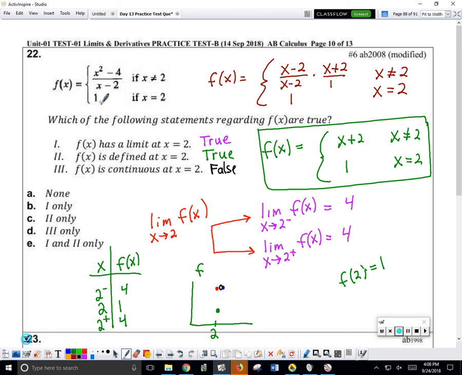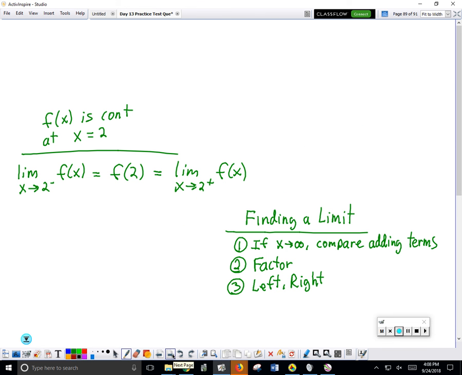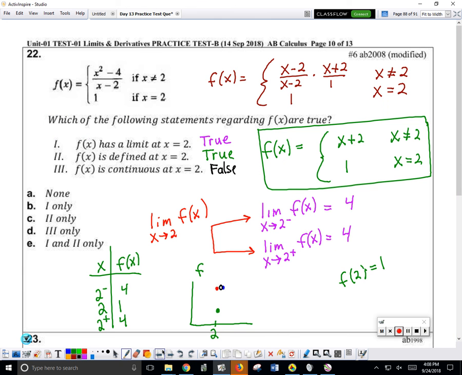Okay. The reason this one here, if these three are the same, the graph you end up having is three dots all right next to each other. And that's what causes the function to be continuous at a point.